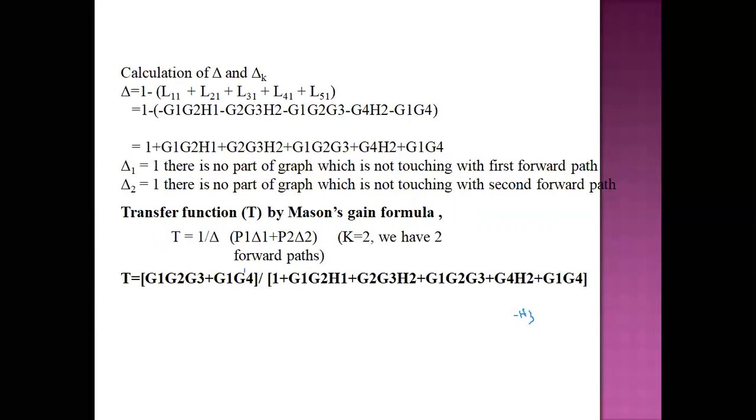The Mason's gain formula can be written as 1 by del into P1 into del 1 plus P2 into del 2. So substituting all the expressions, we will get the overall transfer function equal to the two forward path gains in the numerator, G1, G2, G3 plus G1, G4, divided by 1 plus the 5 individual loop gains. That is 1 plus G1, G2, H1 plus G2, G3, H2 plus G1, G2, G3 plus G4, H2 plus G1, G4.